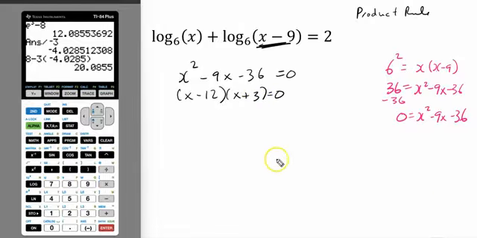And now to solve it, what will make this 0? Well, if x is 12, that'll make that parenthesis 0, and then I have 0 times something else.